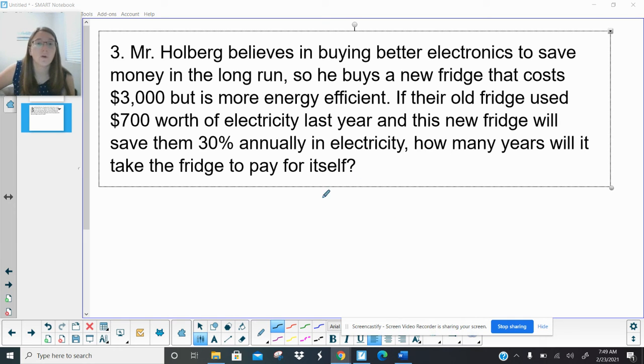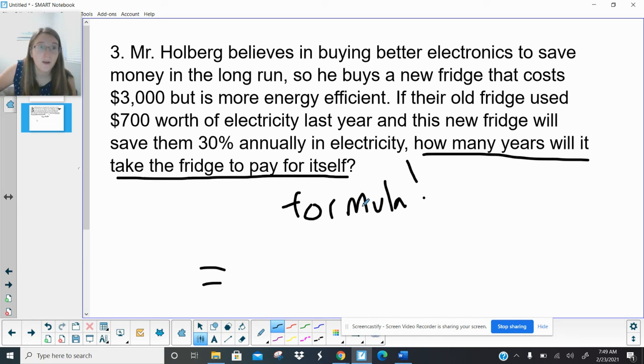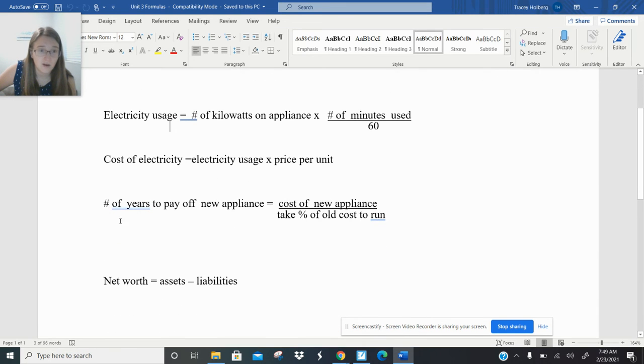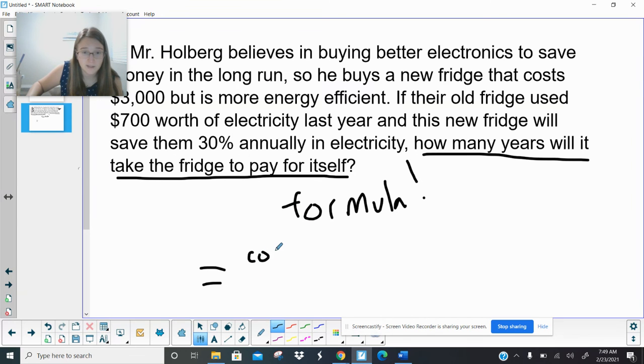So again, guys, what you need to remember about this question is there is a formula. I know it doesn't seem like there is a formula, but there is. Number of years to pay: cost of new on top, take the percentage of the old on the bottom, because this is how much we're saving, that percentage of the old.